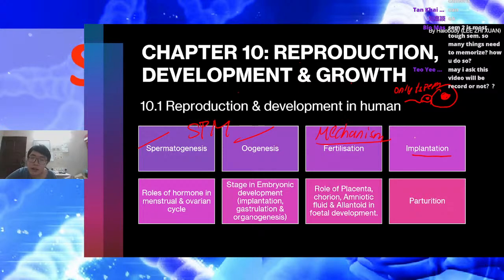Then finally it will form a blastocyst and then trophoblast. Blastocyst to trophoblast, and then go to the uterus and then implant into the uterine wall. In the implantation process, you have to know all of this process. And then this one SPM also already learned.